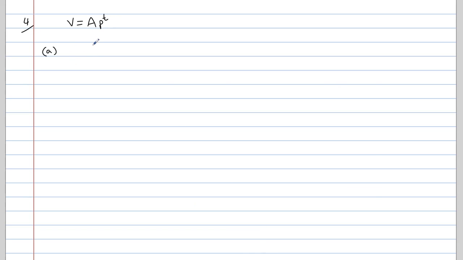So in order to find out the value of A, we're going to use the fact that when T is 0, that's on the 1st of April 2001, we know the value equals 5,000. If we substitute those values in, we get 5,000 equals A multiplied by P to the power 0. Anything to the power 0 is 1, so we get A equals 5,000.